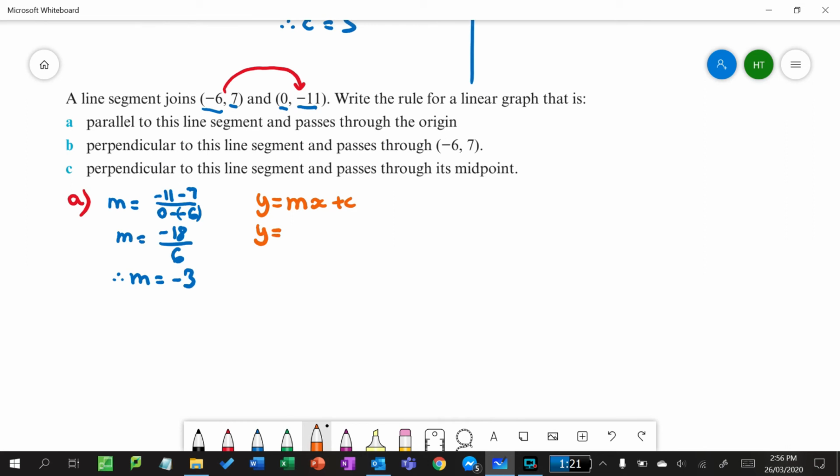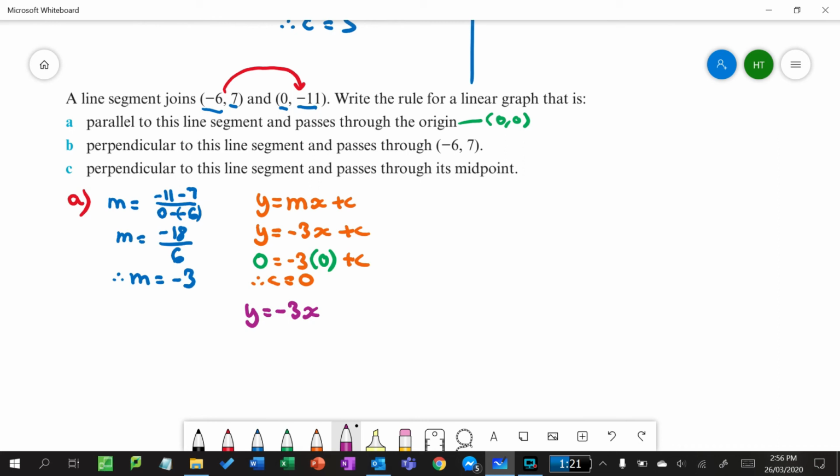y equals mx plus c, where m is negative 3, so y equals negative 3x plus c. We know it passes through the origin, and the origin is the point (0, 0). So we know x is 0 and y is 0, and we can put that into the equation. y is 0, equals negative 3 times x which is 0, plus c, therefore c is 0. So we can put this together to be y equals negative 3x plus 0. So the equation is y equals negative 3x.